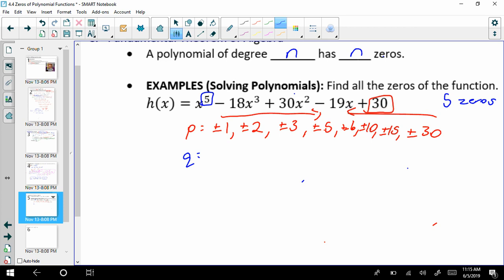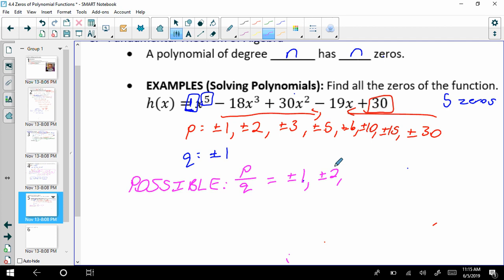And now let's do Q, all the factors of the leading coefficient. Well, what is that number? It's a 1. Well, the only thing that multiplies to 1 is plus minus 1. So now my possibilities, these could very well be the answers somewhere in this list. I have to take all the p's divided by all the q's. So 1 divided by 1, 2 divided by 1, 3 divided by 1, 5 divided by 1, 6 divided by 1, 10 divided by 1, 15 divided by 1, and 30 divided by 1. So there are my possibilities.